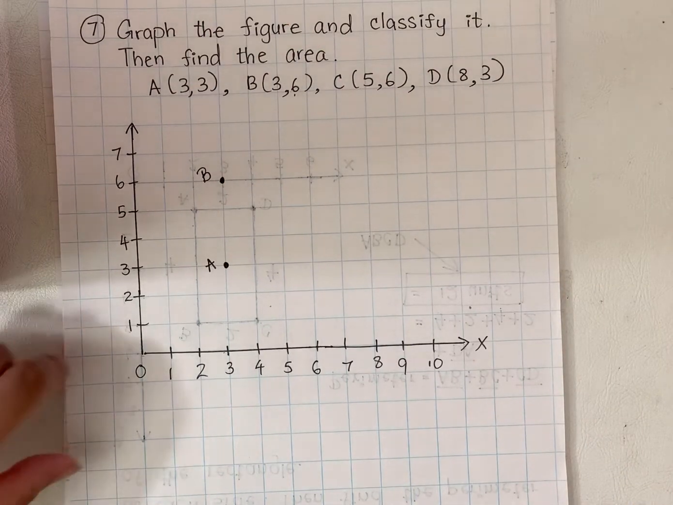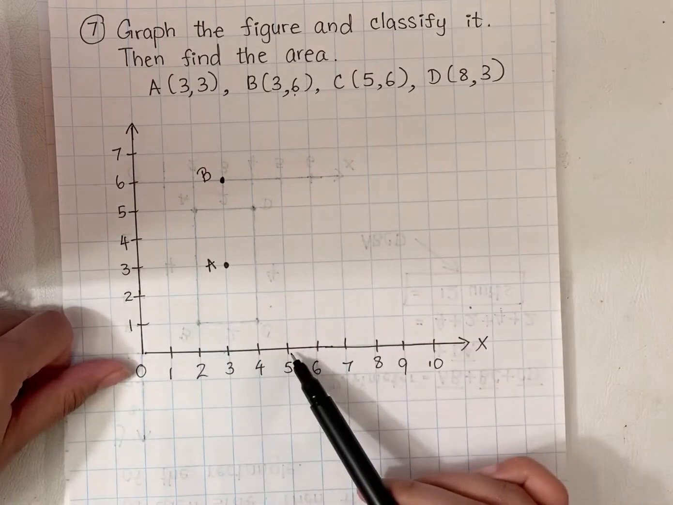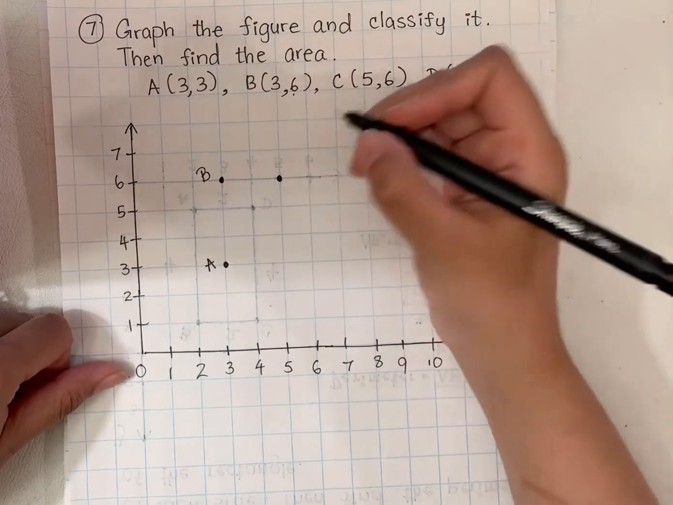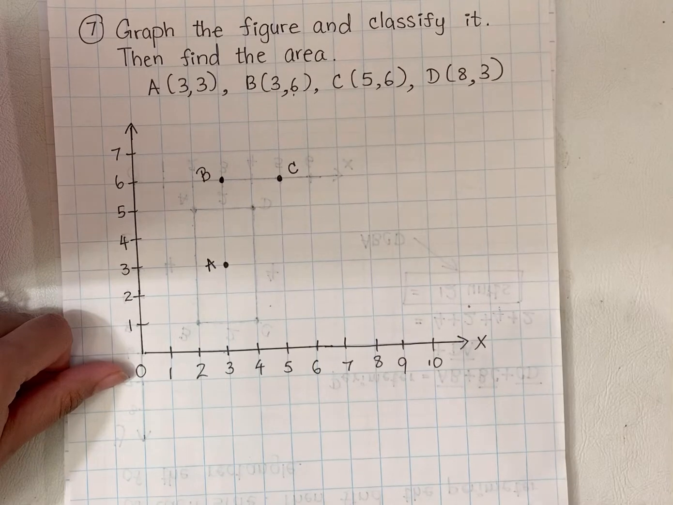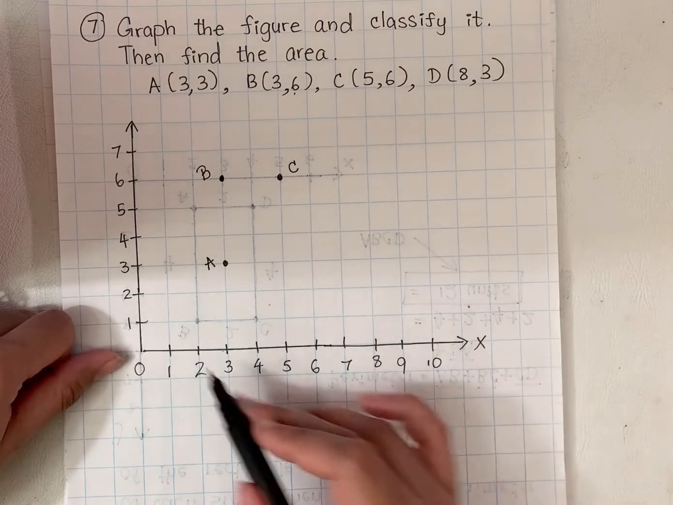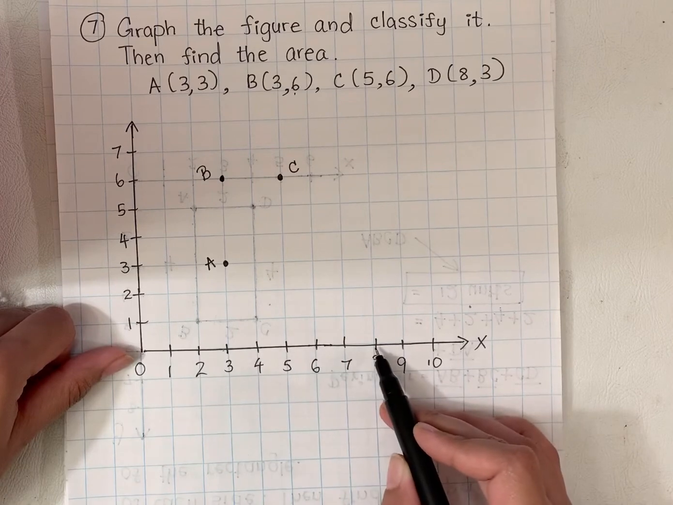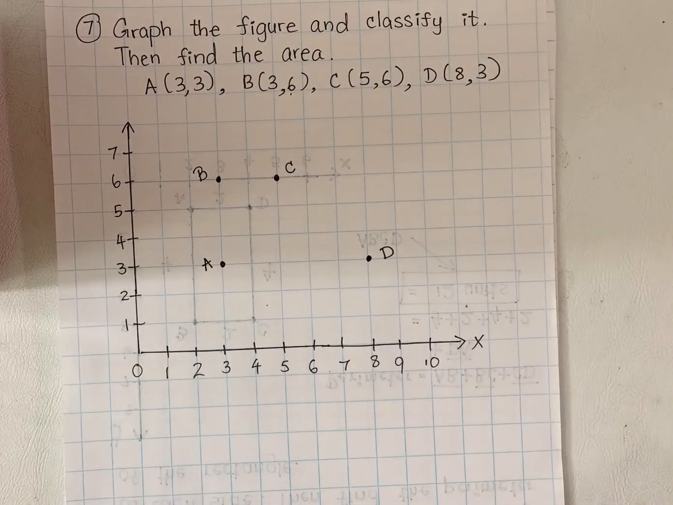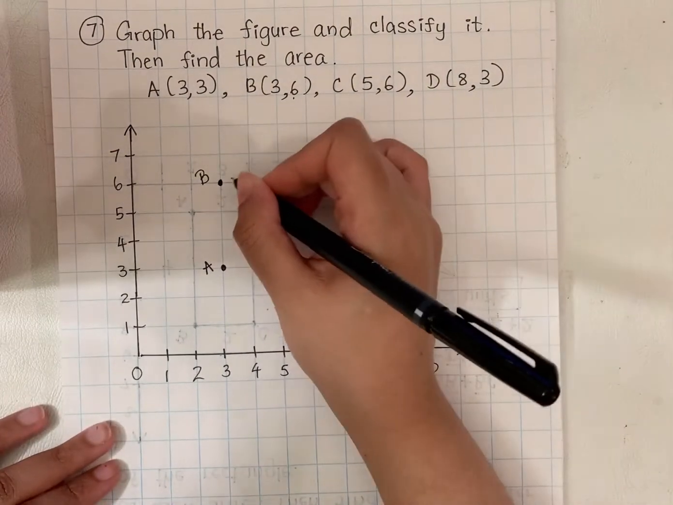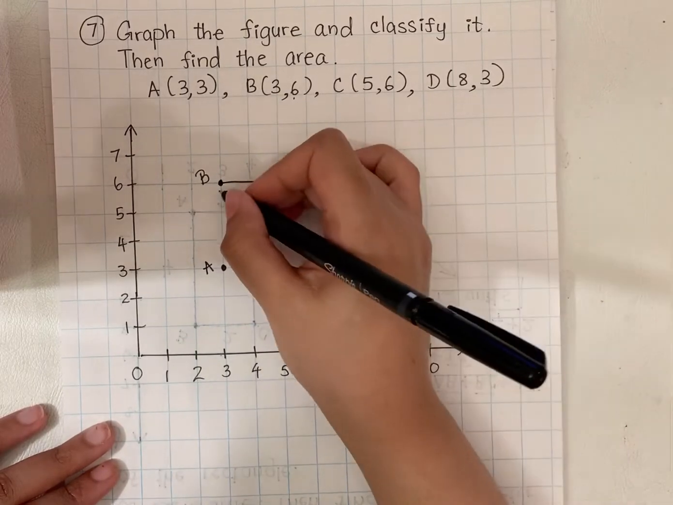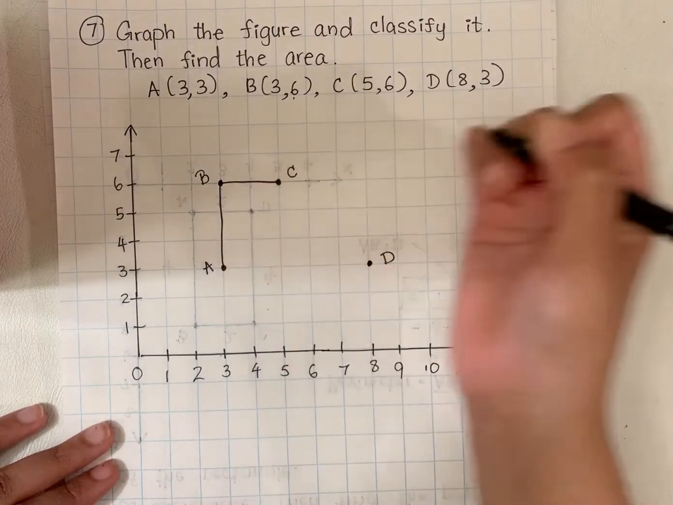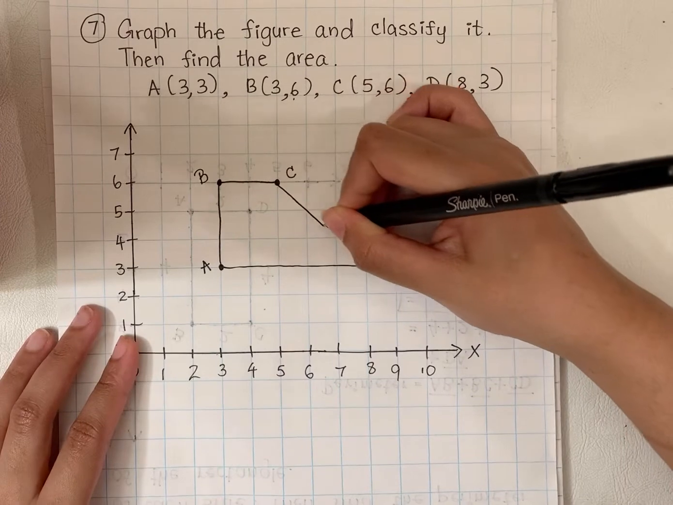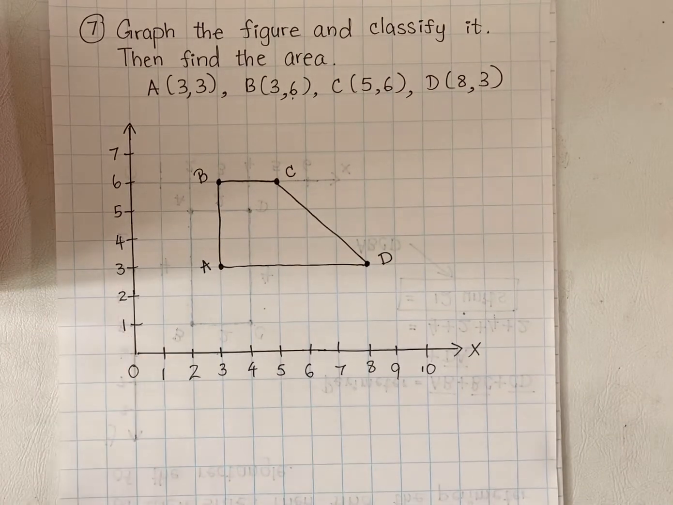So C is located at 5, 6, so I go to 5, then I go up 6. Right here is my point C, and point D is at 8, 3. Okay, it's a little far off, 8, and I go up to 3. Okay, I can kind of figure out what the shape's going to be. First thing you have to do though is to connect your points, which should give us a clearer picture. Now, hopefully I can do a good job at connecting this. Yep, not too bad. Okay, we have a trapezoid.